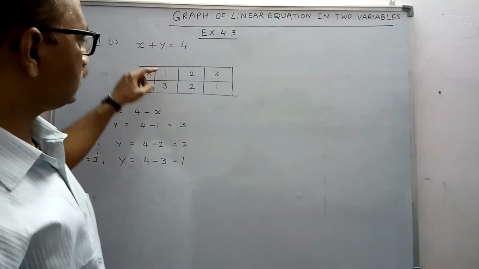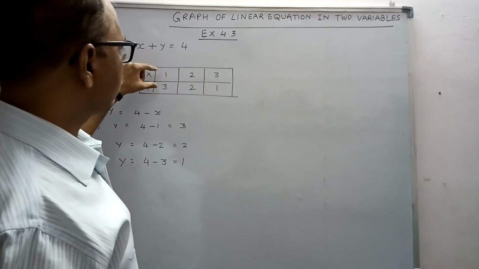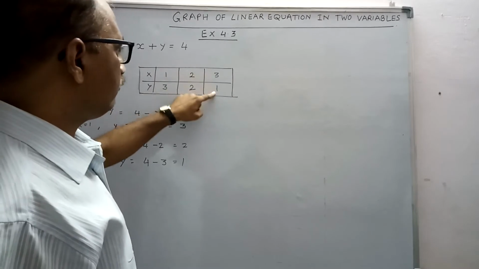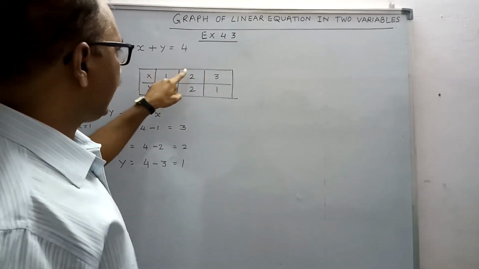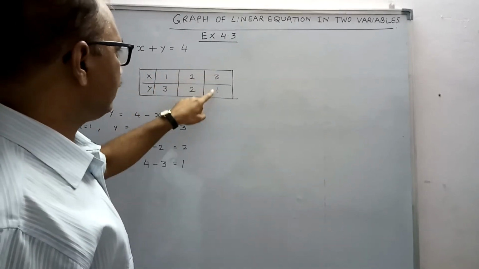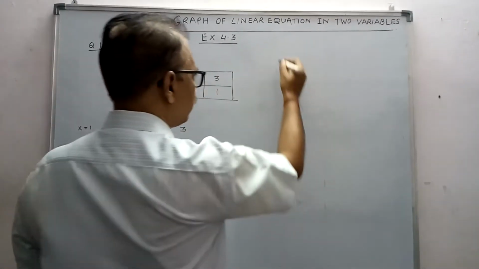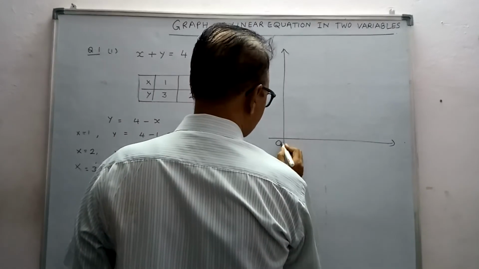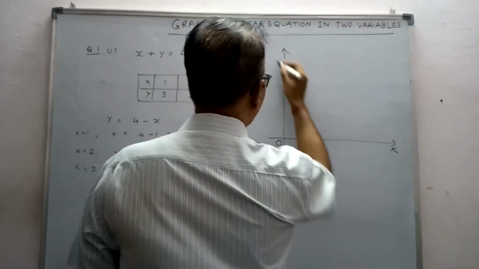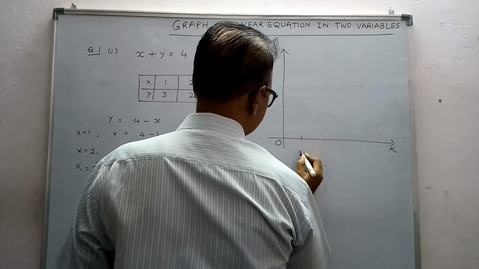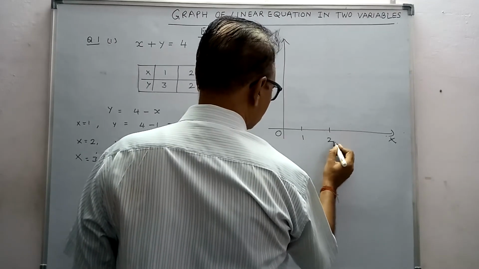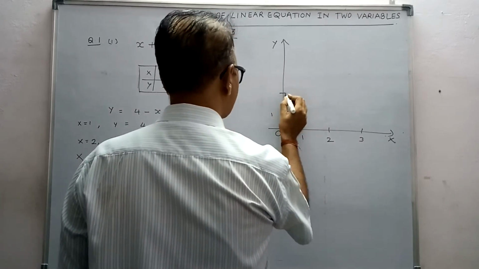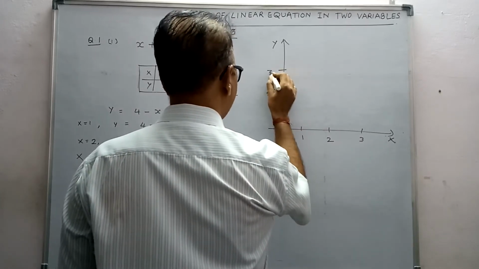Now we have to plot these points. We are getting 3 points: x is 1, y is 3; x is 2, y is 2; and x is 3, y is 1. We have to plot these points on the graph paper. So here we have origin, x-axis, y-axis, and here this is point 1, this is 2, this is 3. Similarly here 1, this is 2, and this point will be 3.